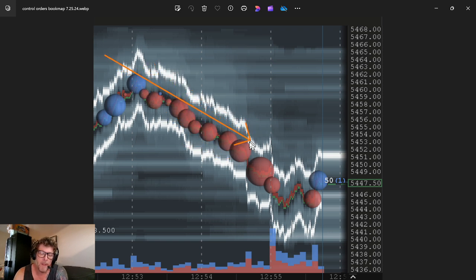But this right here, where price is in between these two lines, I find this very difficult to really tell where it's going. So that's just something I wanted to share.